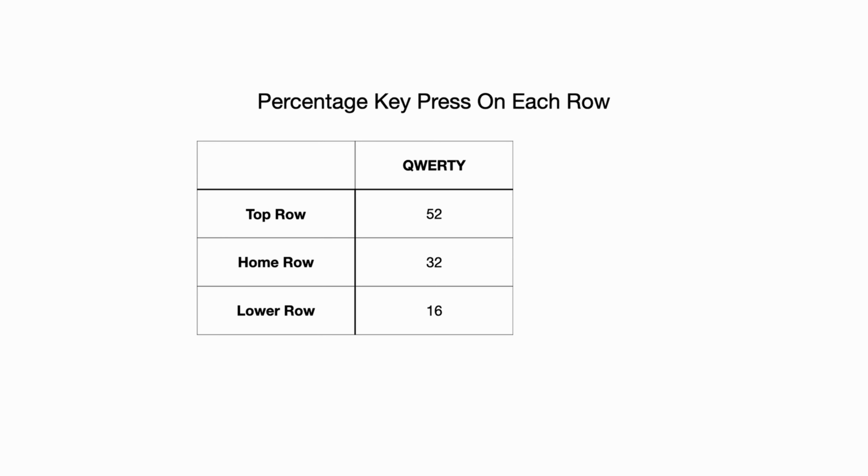And most typing is done with the left hand, but that's not the dominant hand for the majority of people. When looking at the spread of letters, 16% of typing is done on the lower row, 52% is done on the top row, and 32% on that middle, or what is known as the home row. That means that there's a lot of movement of the hands and the fingers when typing.